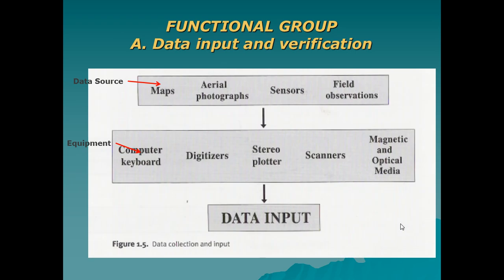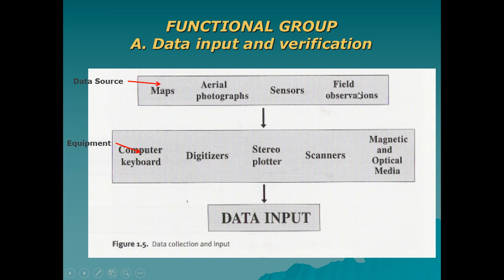So with regards to the functional group, the data input and verification. In a practical sense, what does that mean? So your data sources, for example, these are examples of data sources. You may have paper maps, aerial photos, data from sensors such as maybe radio waves or satellite imagery, as well as field observations. When you go out into the field, you log the information that you've collected and attach it to an XY location. So those will be field observations.